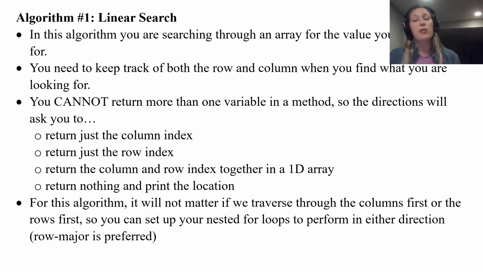Now for a searching algorithm, it really does not matter if you go through the rows first or the columns first. You are going to look through the whole array. So row major, as I've been saying, is usually just the preferred way of doing it, but is it wrong if you do column major? Definitely not, okay? But you could do either.